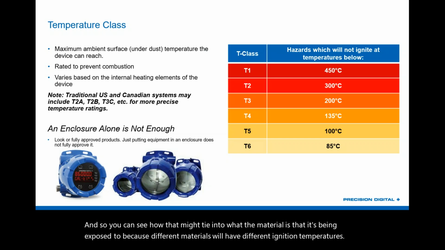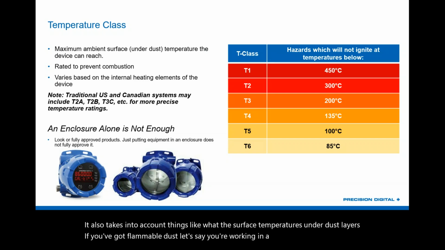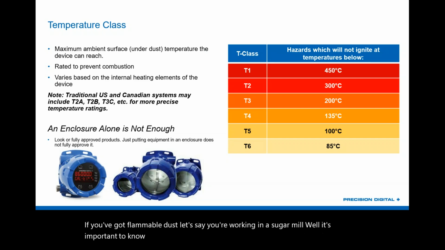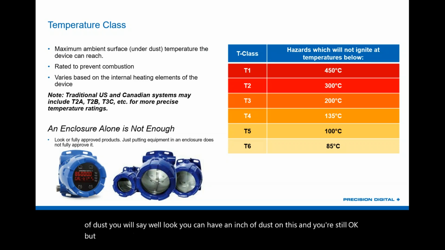It also takes into account things like what the surface temperature is under dust layers. If you've got flammable dust, let's say you're working in a sugar mill, well, it's important to know that, hey, if I have a foot of dust on top of this thing, that's a problem. And so there'll usually be an approval that will cover up to a certain amount of dust. It will say, well, look, you can have an inch of dust on this and you're still okay. But the agency is going to give that temperature class, assuming that you're going to be under that layer of hazardous material.